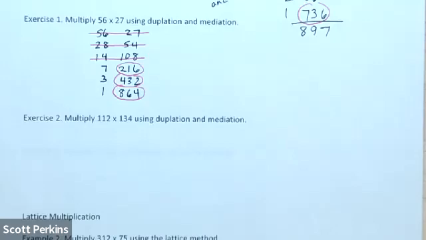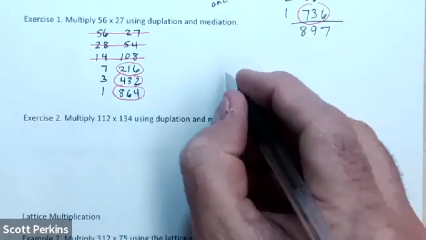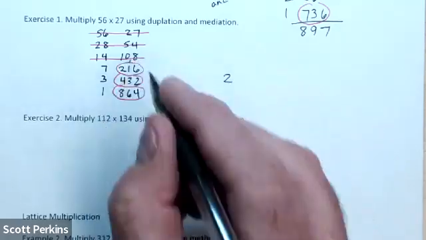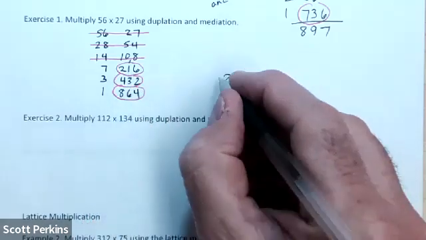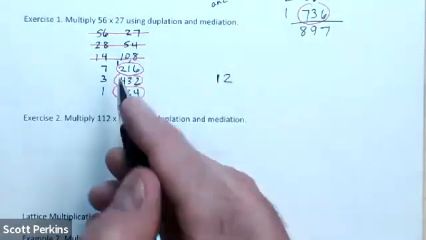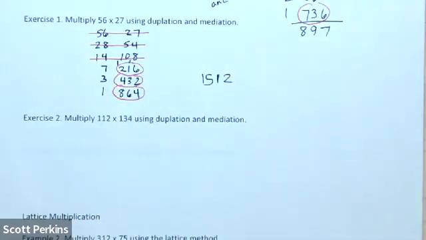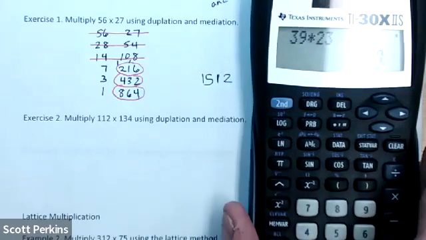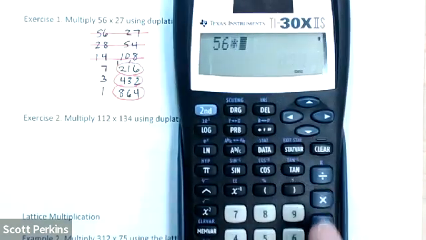But that should add up to be whatever 56 times 27 is. So 6 and 2 is 8 and 4 is 12. So a 2, and I'm going to carry the 1. And then 1 and 1 is 2 and 3 is 5 and 6 is 11. And then I'll carry the 1. And then 3 and 7 and 15. So I think we should get 1512. Let's see if my calculator verifies that fact. So 56 times 27 turns out to be 1512.